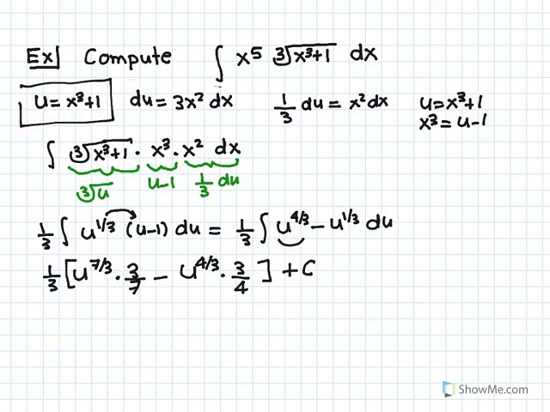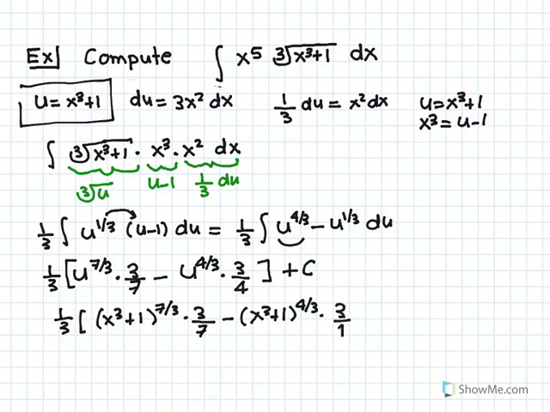Now let's replace u by x cubed plus 1. So we get 1/3 times x cubed plus 1 to the power of 7/3 times 3 over 7, minus x cubed plus 1 to the power of 4/3 times 3 over 4, plus c.